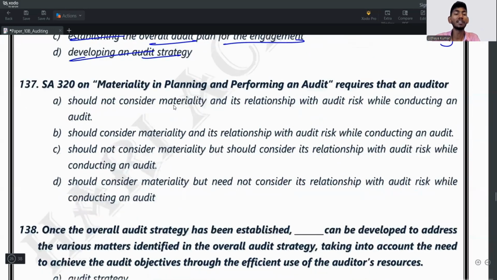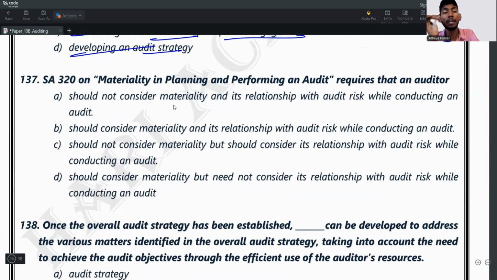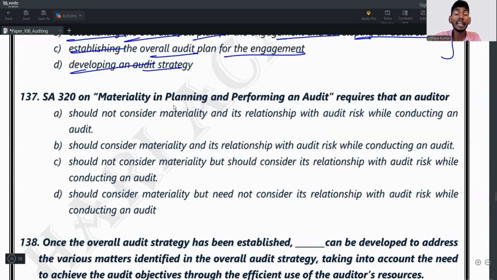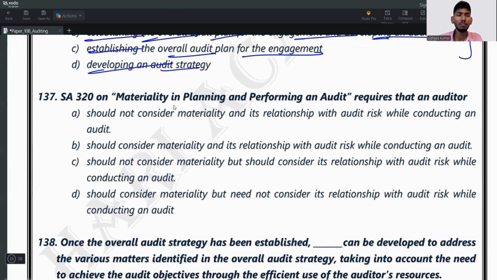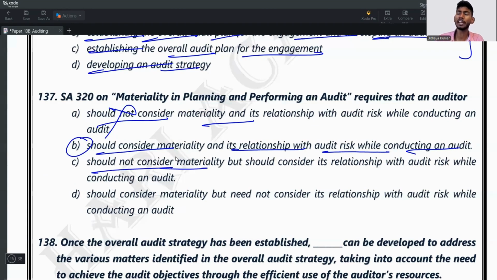Moving to question number 137, SA 320 on materiality. Materiality in planning and performing an audit requires that an auditor should not consider materiality. How come an auditor will not consider materiality? So option A is the wrong answer. Should consider materiality and its relationship with audit risk while conducting an audit, that is the right answer. Should consider materiality but need not consider its relation with audit risk, how come? You should consider it with the audit risk. We have discussed audit risk, where materiality is an important concept.